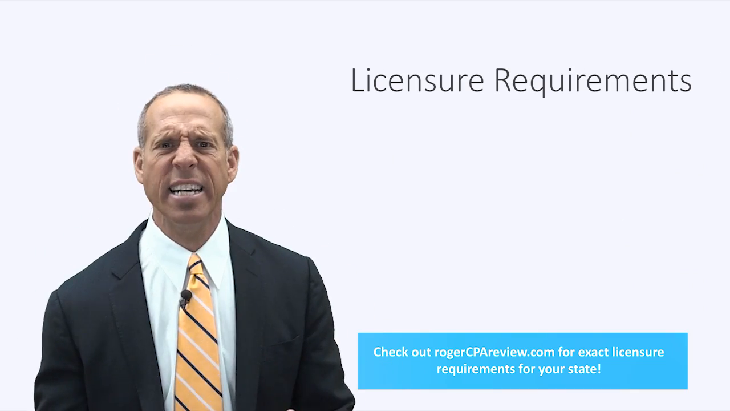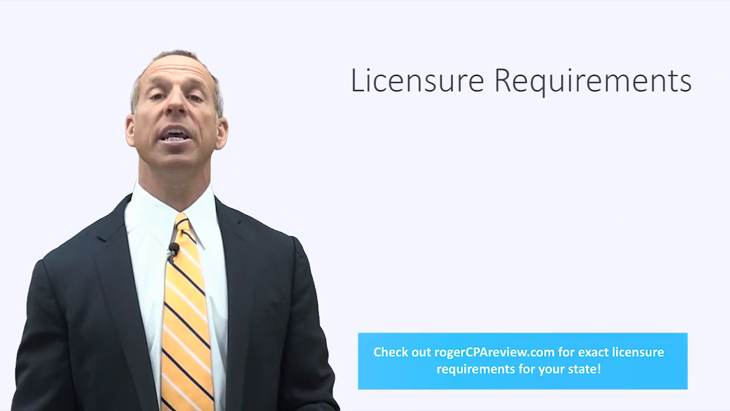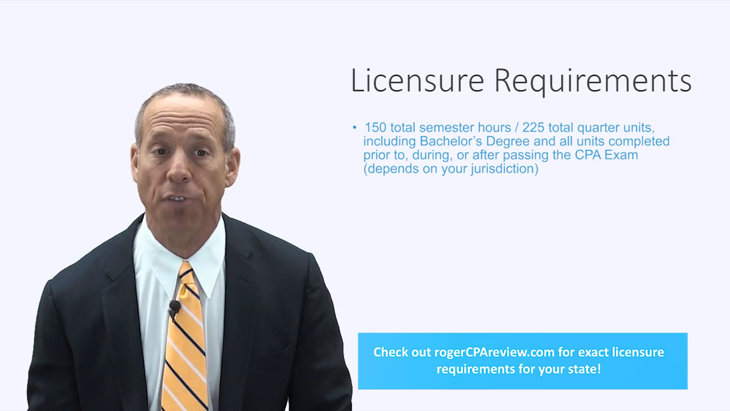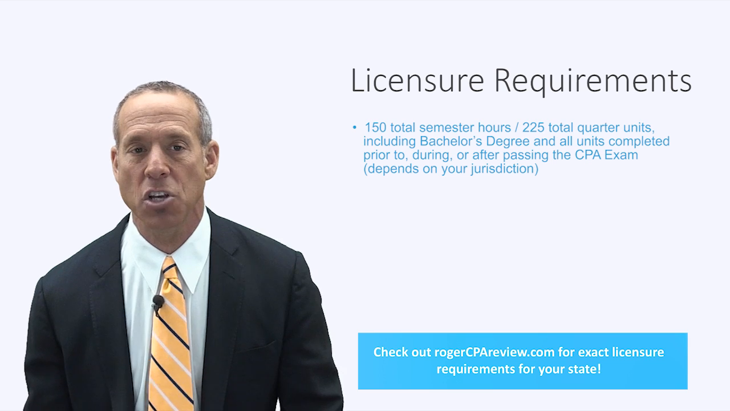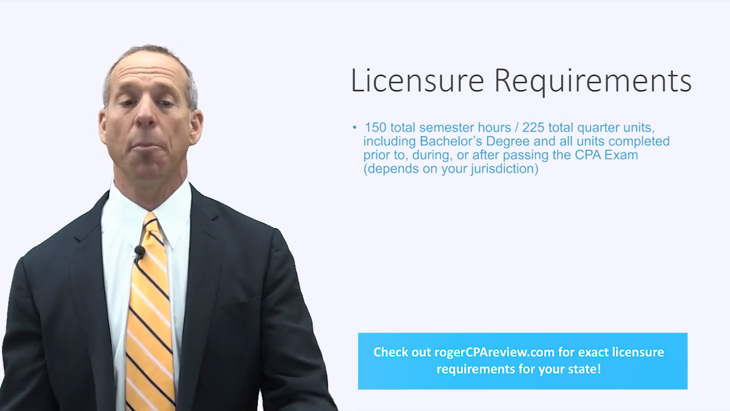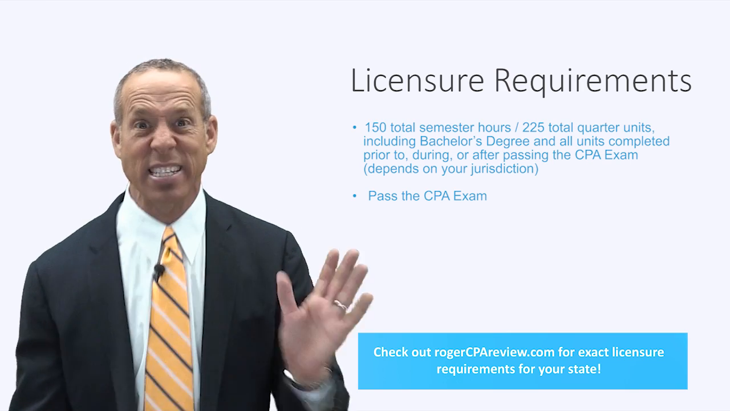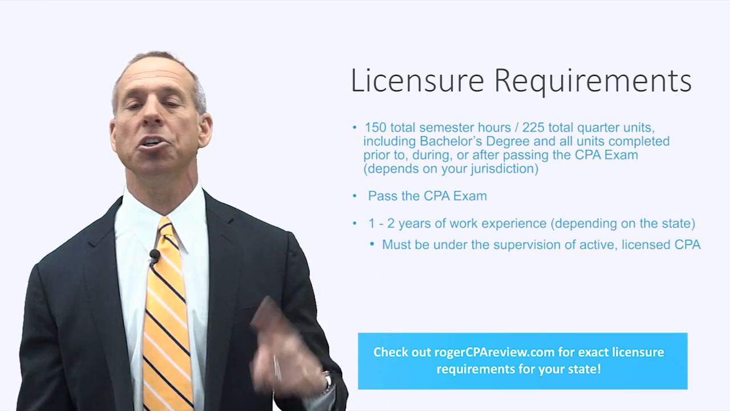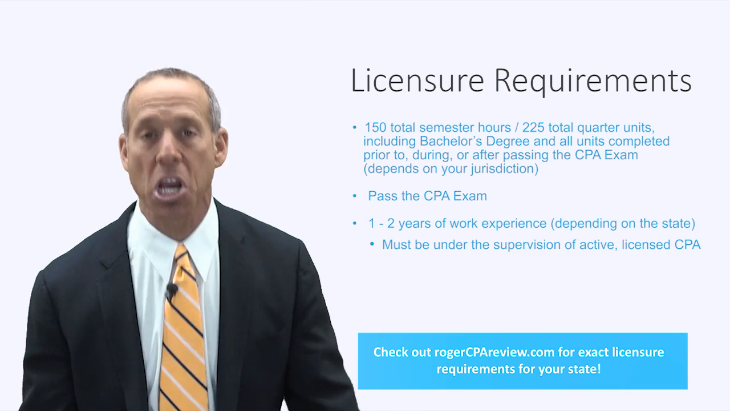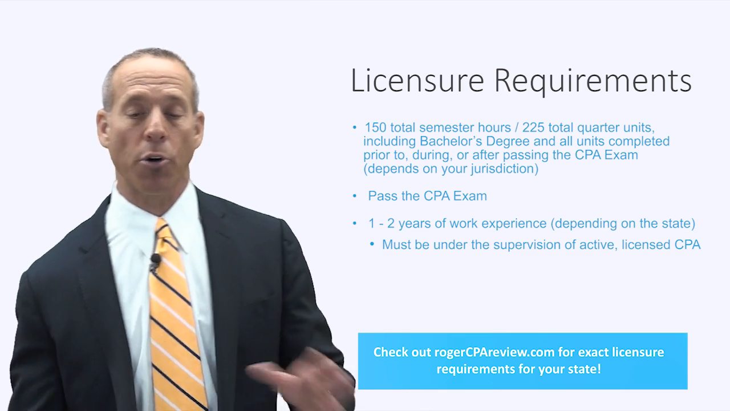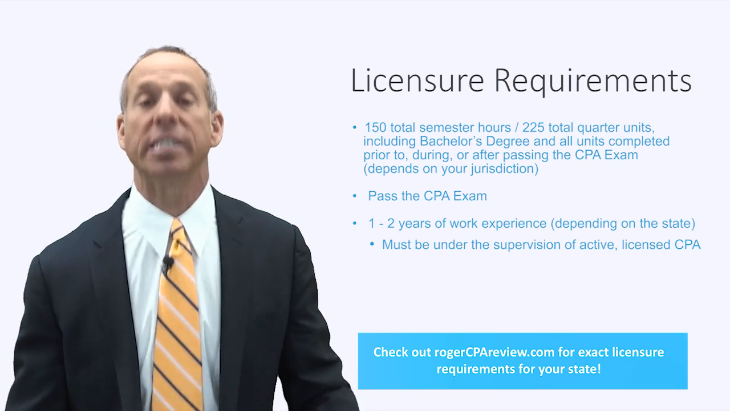Now, what does it take to get licensed? Most states you need 150 units, not to sit necessarily, but to get certified. So generally you need 150 units, 225 quarter units. You need to pass the exam. In a lot of states you need to pass an ethics exam, which is the take-home exam. And then you need 1 to 2 years of experience. In most states you need a year with anywhere from 1,800 to 2,000 hours. And that's what you need in order to qualify. That's what you need in order to sit for the exam.